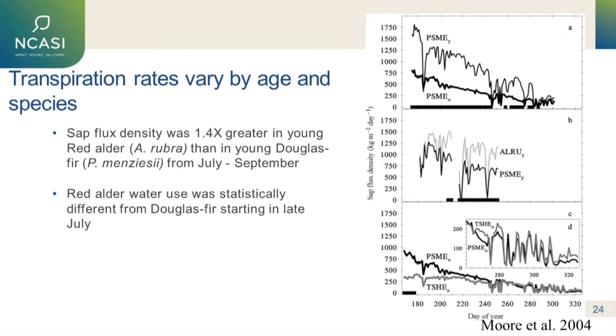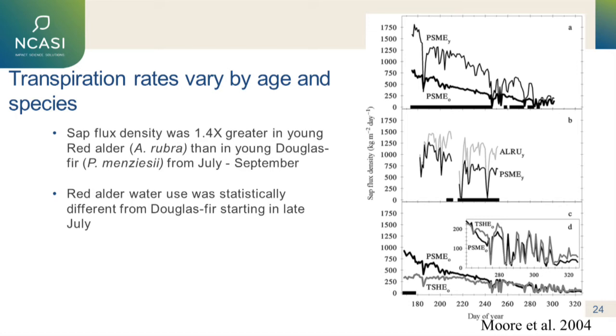The more recent hypothesis is that it's attributed primarily to stand age. And so the increased transpiration rates of young relative to old growth Douglas fir are also a leading hypothesis. This figure is from Moore's 2004 paper, where they did sap flux measurements to look at transpiration rates. You can see that the transpiration rate of the 40-year trees is much greater than an old growth tree.